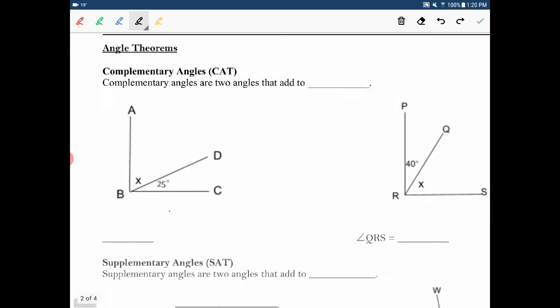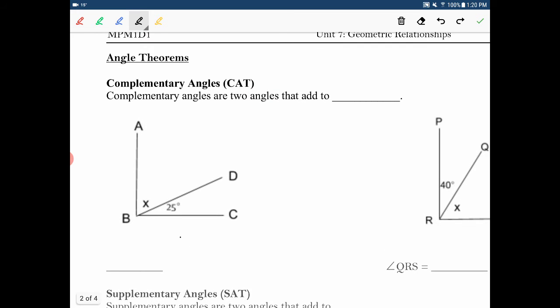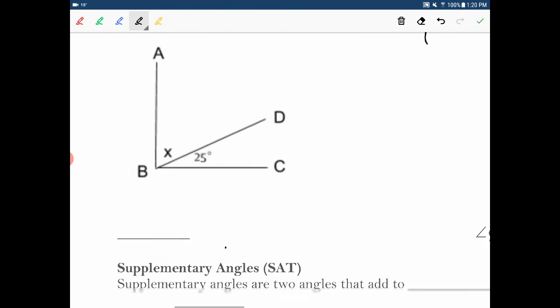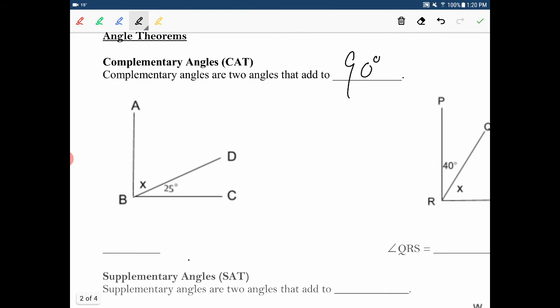Okay, complementary angles are angles that when you stick them together, they add up to 90 degrees. For instance, we've got x and 25. We put them together, they equal 90. So you say, wow, what's 90 minus 25? So x is going to be 65 degrees. Right, 65 plus 25 equals 90.